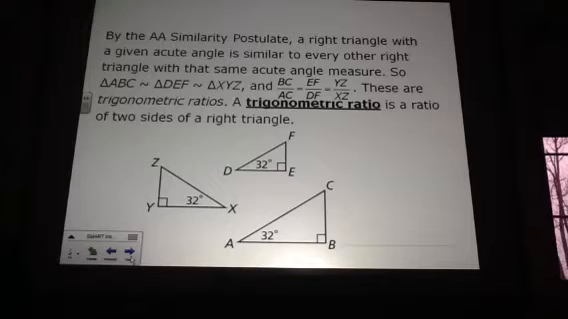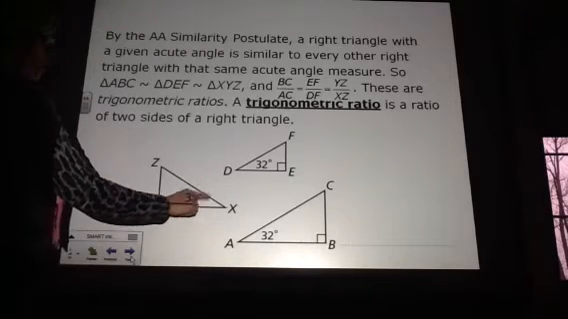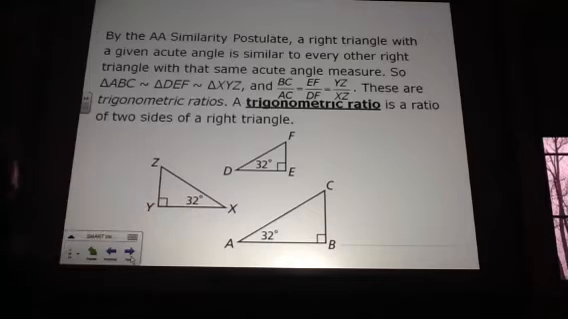Okay, by the angle-angle similarity postulate, a right triangle with a given acute angle is similar to every other right triangle with the same acute angle measure. So we've got three different triangles here. They're all right triangles. They all have an acute angle of 32 degrees. So, triangle ABC is similar to triangle DEF, which is similar to triangle XYZ. And the corresponding sides are proportional.